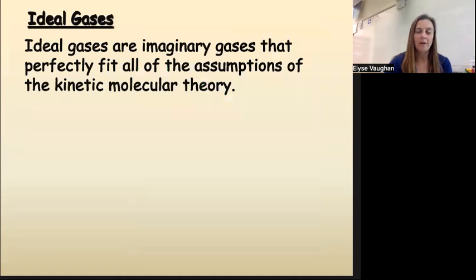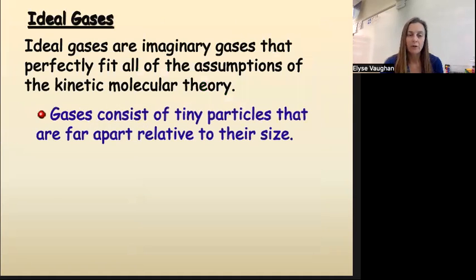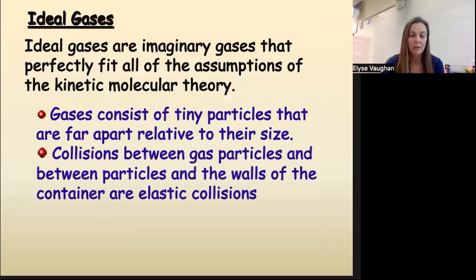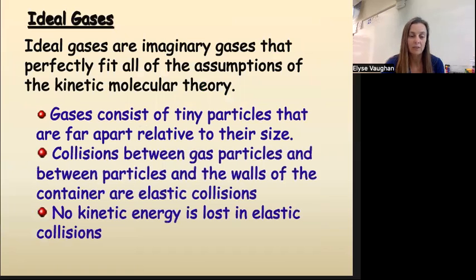So this is just a reminder that an ideal gas is any gas that perfectly fits all of the 5 assumptions of the kinetic molecular theory. So again, quick reminder, 5 tenets of the kinetic molecular theory. They're really, really far apart relative to their size, and they are in constant random rapid motion. The collisions between gas particles and the walls of the container are elastic, which means no kinetic energy is lost. And those collisions are what cause the pressure of a gas.